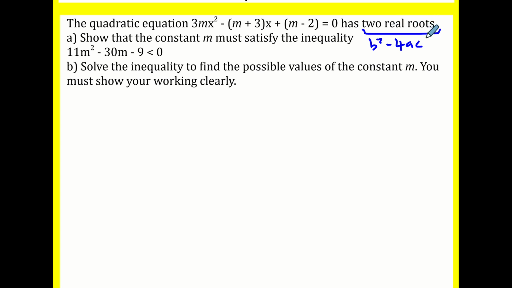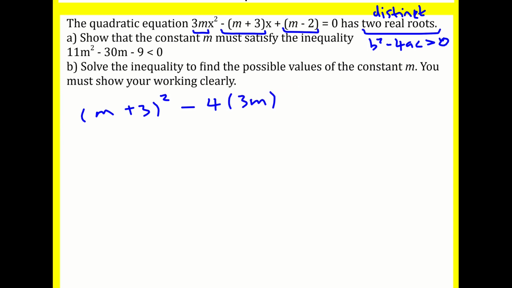2 real roots. Well, actually, technically, that could be 2. Let's change it to 2 distinct real roots, because that's what the question wants. So then b squared minus 4ac is going to be greater than 0. Okay, and then I can look at it, and this is a, this is b, and this is c. So it's going to be minus (m plus 3) squared, which is just the same as (m plus 3) squared, because you can ignore that negative. Minus 4 times 3m times (m minus 2), and that is going to be greater than 0.